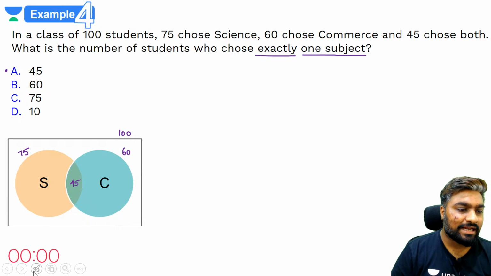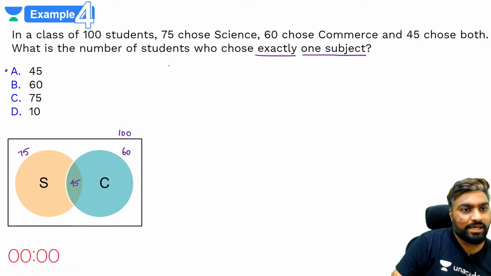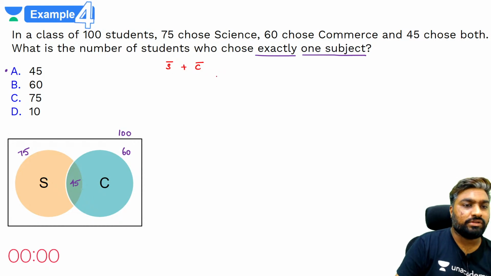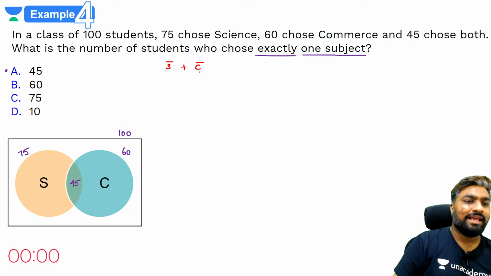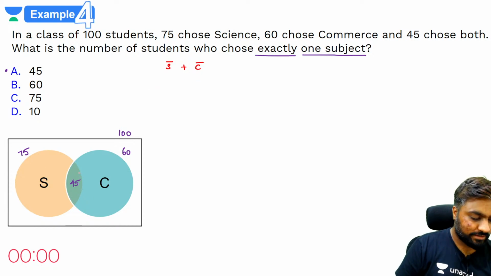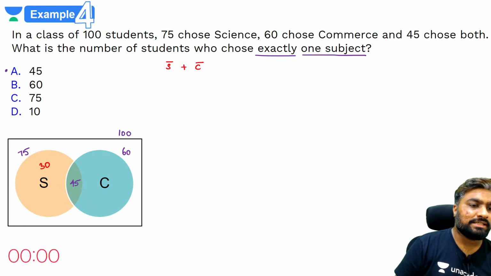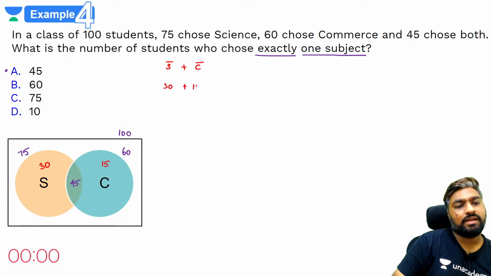What do you mean by exactly one subject, guys? Only science or only commerce, correct? Exactly one means what? Only science or only commerce, not both. Can we find that out directly from the set? So the moment you see a set theory question, go ahead and quickly draw the set. What do you get? Only S is what? 75 minus 45, 30 people. Only commerce is what? 60 minus 45, 15 people. Yes, so 30 plus 15, how many? 45. Got it?